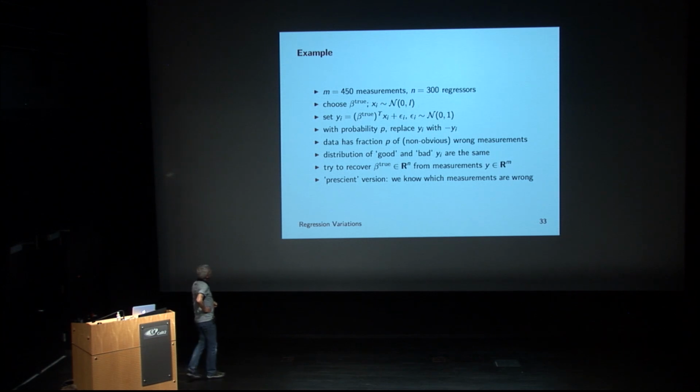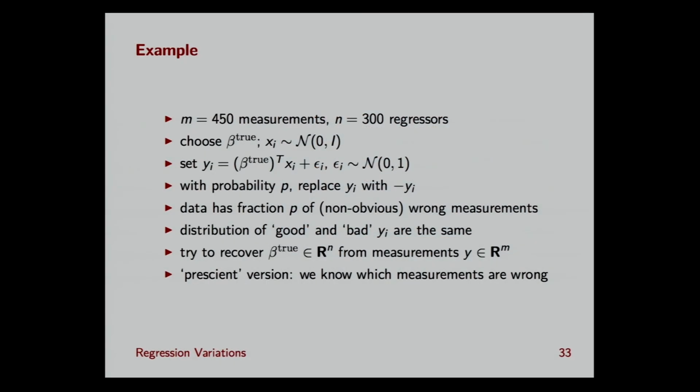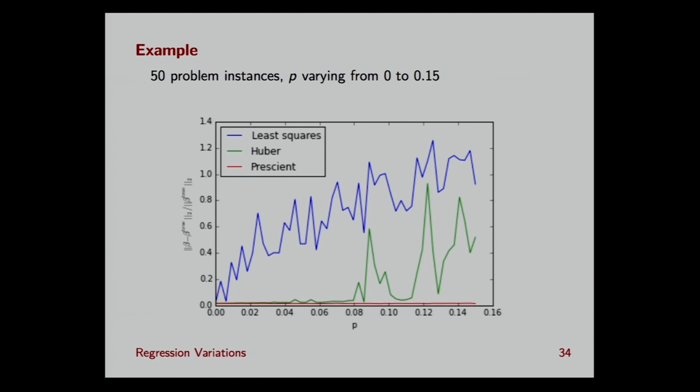Okay? So then what we do is the data has a fraction p of non-obvious wrong measurements. Then what we're going to do is try to recover the true parameter from the measurements, and we're going to compare that against the Prescient version. In the Prescient version, we tell you which of the measurements we flipped the sign on. That's obviously the best advantage you could possibly have. And so here's what you get. It's actually kind of amazing.